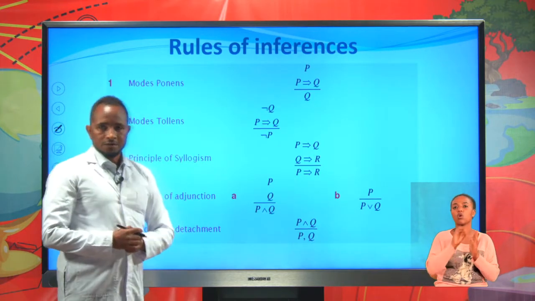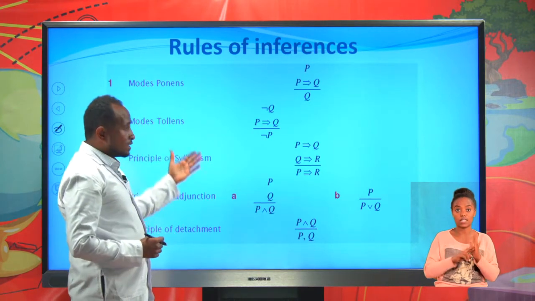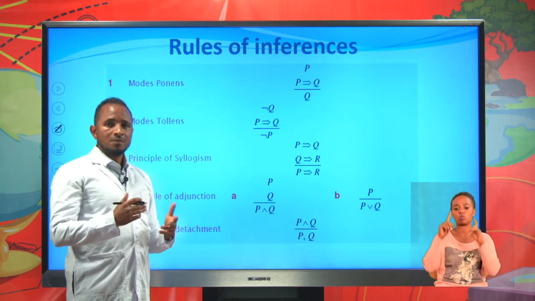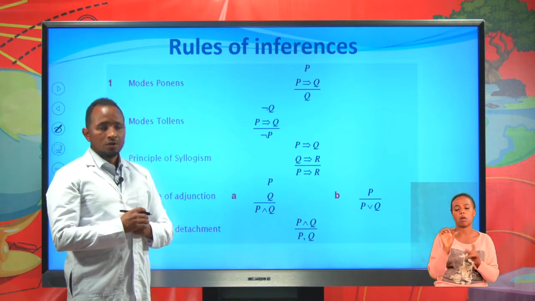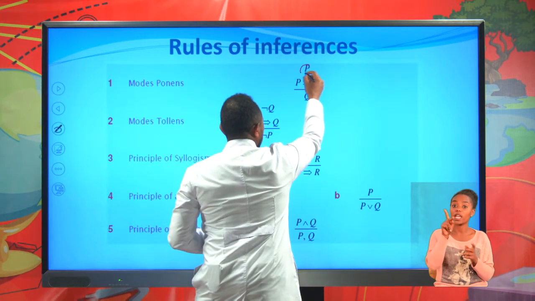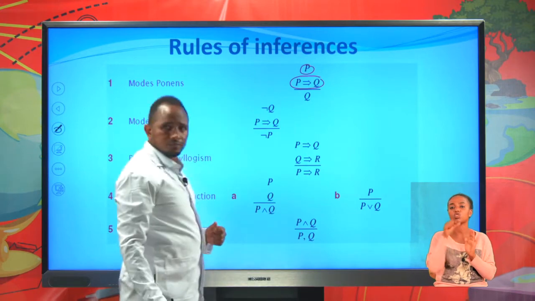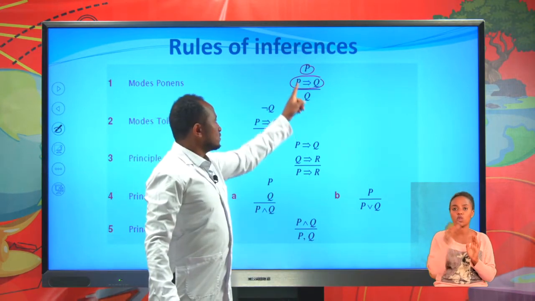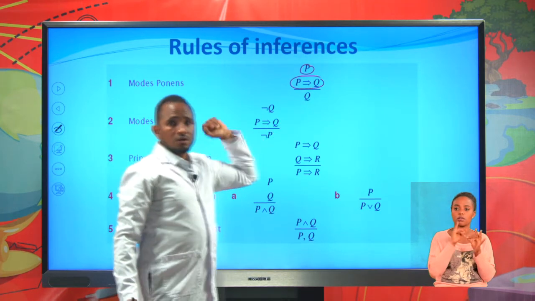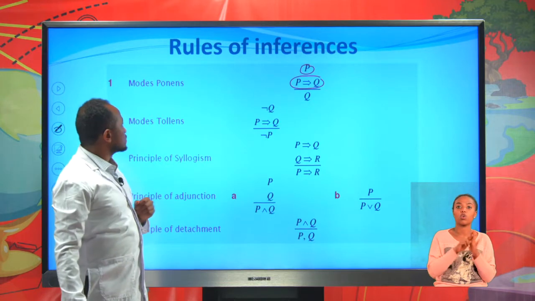Rules of inference. Here, the first rule. These rules are important to test the validity of some complex arguments. So here, if P is true, it's a premise, and P implies Q is true, both are true, so Q must be true. The whole statement is true. This rule of inference, its name is modus ponens.